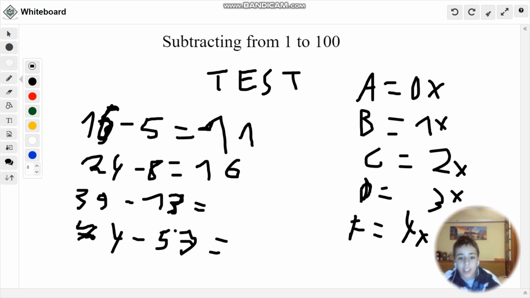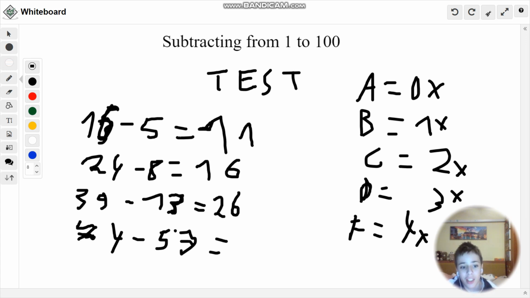Now, 39 minus 13. So 3 is smaller than 9, so no additional number will fly out of the 3. So 9 minus 3 gives us a 6. And the 3 minus 1 gives us a 2. So the answer is 26.